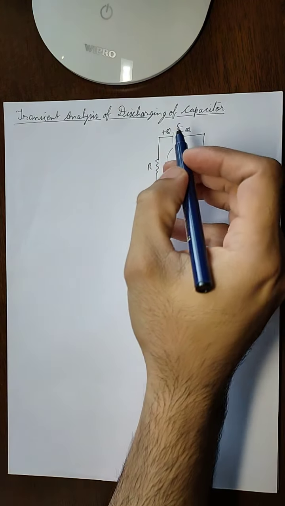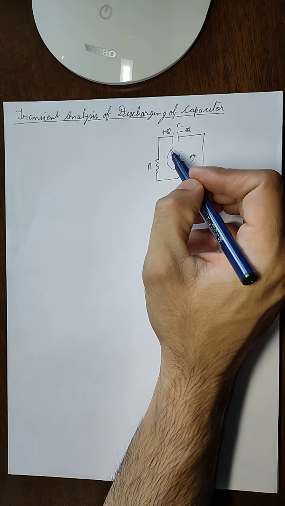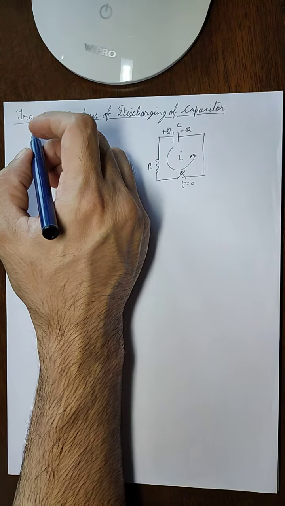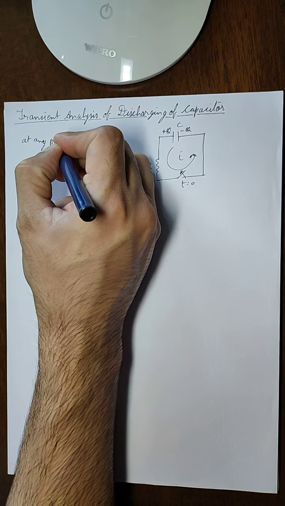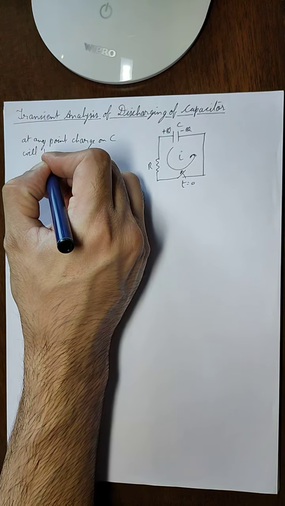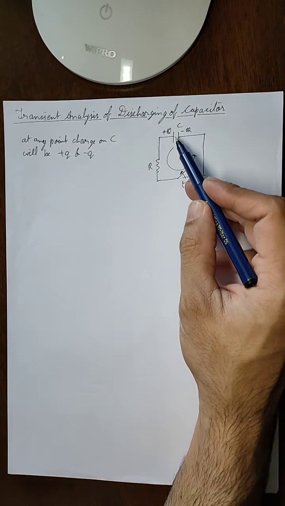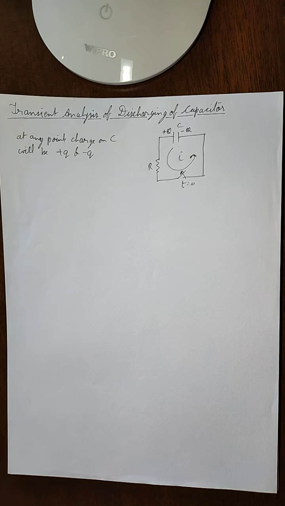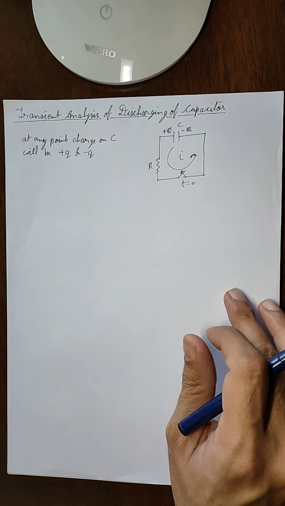Now if the initial charge is capital Q and the capacitor is getting discharged, then at any point from fully charged to fully uncharged, at any point in between, the charge on the capacitor is plus q and minus q.